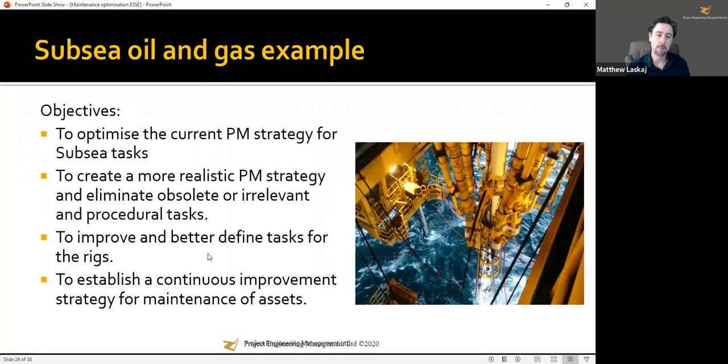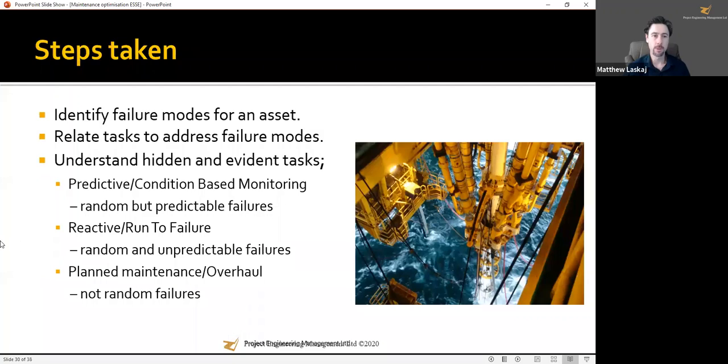So we want to establish a continuous improvement strategy for maintenance assets. This is where we want to get to, this continuous improvement. So how do we do it? Where do we start? It's pretty similar to those 7 steps we talked about. Get all of your equipment in place. What's all of the equipment you're going to analyze and study? What are all the failure modes of that asset? So what's the function? What's the failure mode? What are the existing tasks that we've got to address those failure modes?